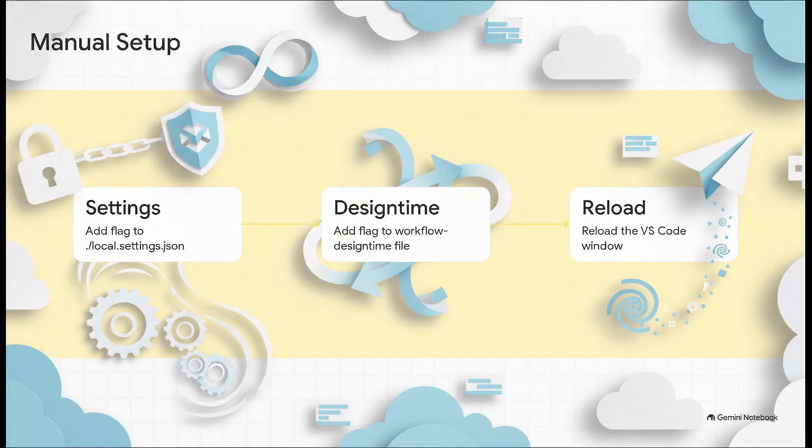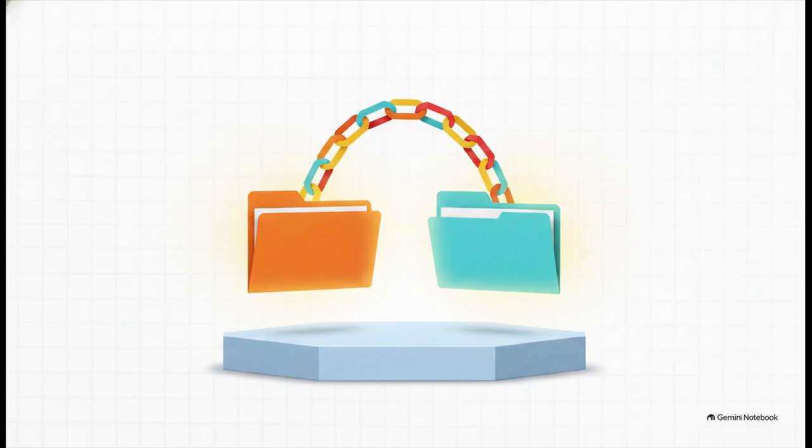Step 1. Add an app setting flag called Workflows.AuthenticationMethod and set its value to ManagedServiceIdentity right inside your root local.settings.json file. Step 2. Do the exact same thing in your workflow-designtime/local.settings.json file. And step 3. Just reload your Visual Studio Code window so the extension actually picks up the new settings. Boom. Done.